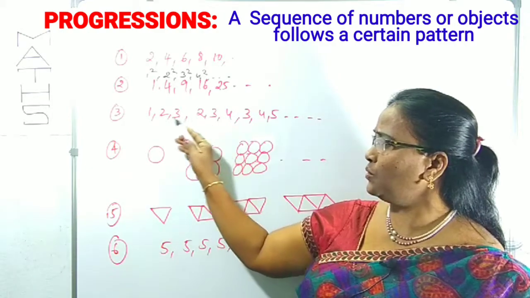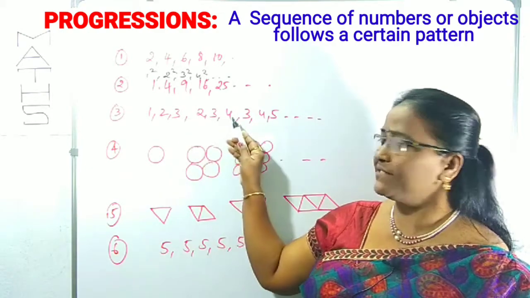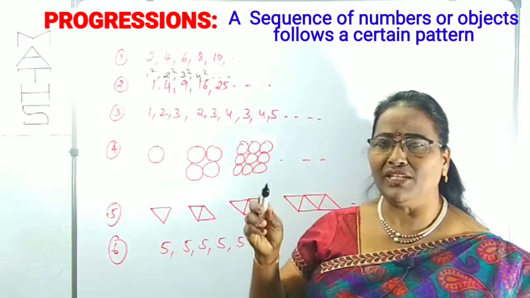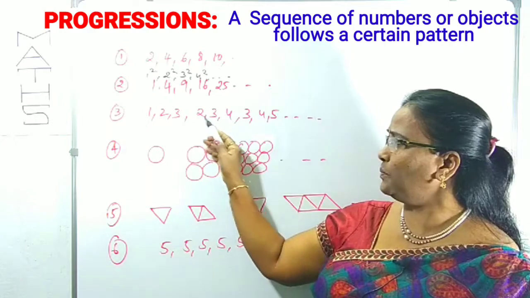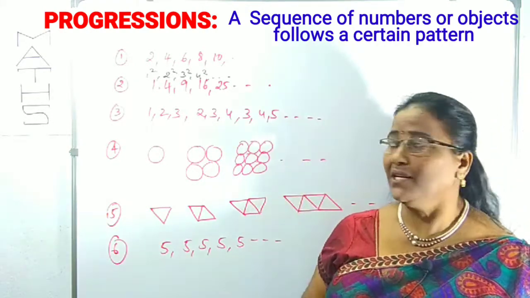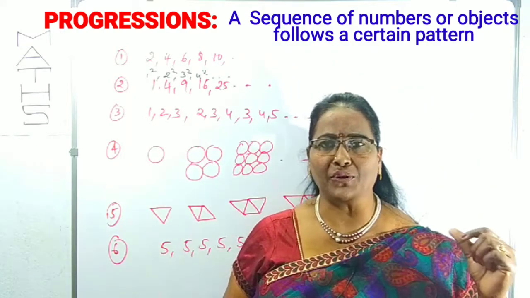Like 1 + 1 is 2, 2 + 1 is 3, 3 + 1 is 4. Same way for the second set we can add 1, 1, 1 and we can get the third set. Like 2 + 1 is 3, 3 + 1 is 4, 4 + 1 is 5 and so on. This is also one of the types of progressions.